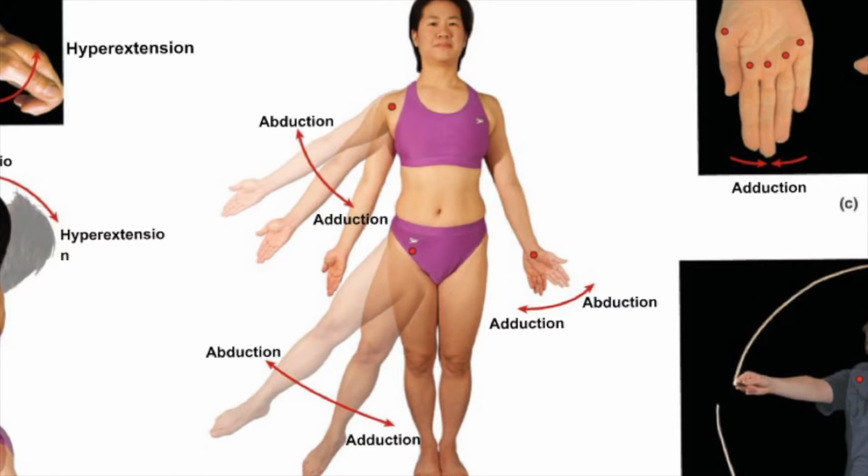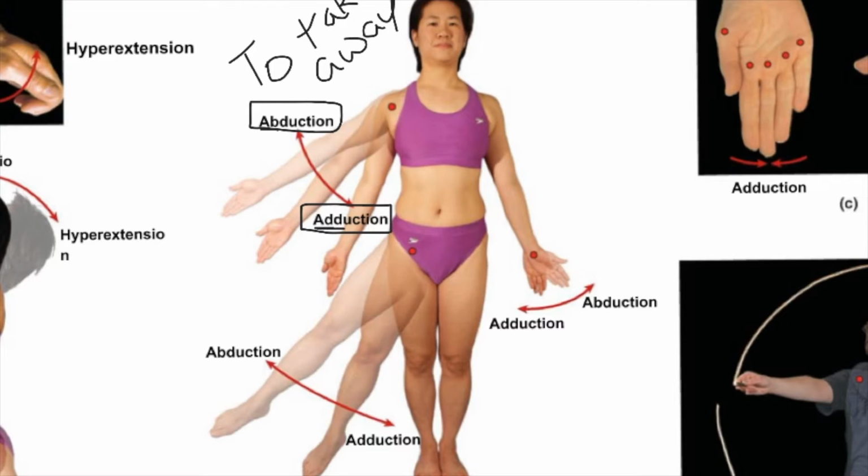abduction and adduction. Abduct with a B means to take away. When something is abducted, it is taken away. So abduction means you're moving a body limb away from the body. That's abduction with a B. And then adduction is the exact opposite, where you're adding. That's where the extremity is coming back to the body. We've got abduction with a B and adduction with 2 Ds.